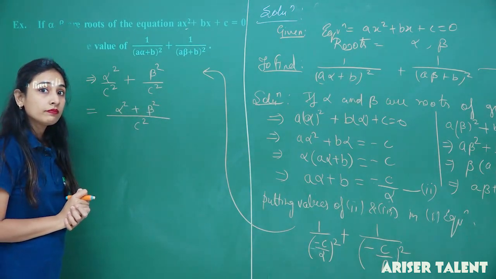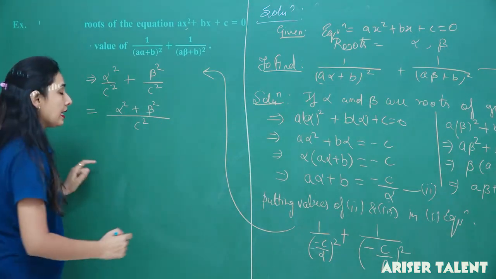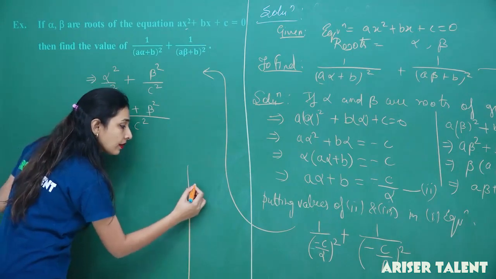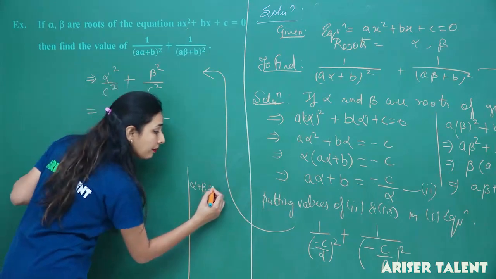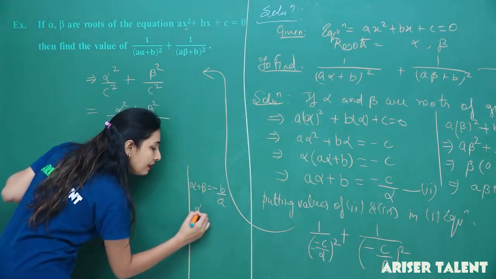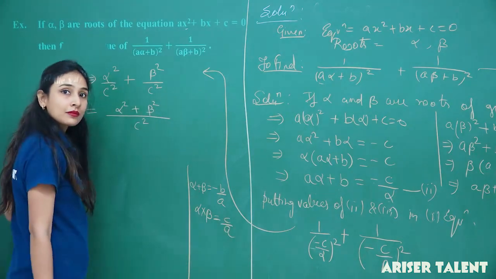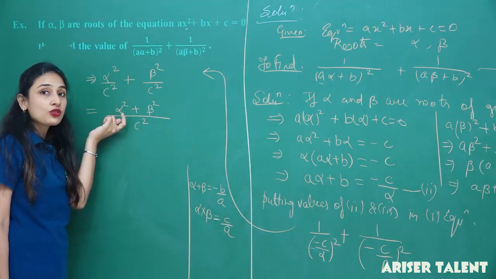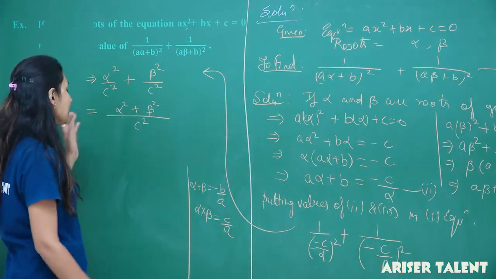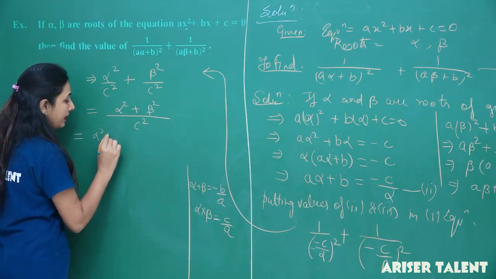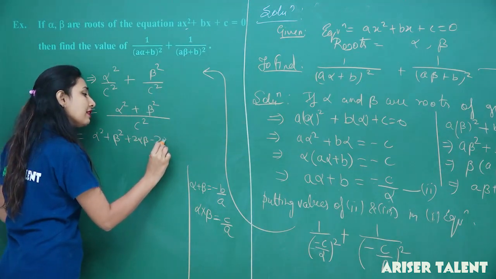Now what? I have some relations, and the relations are: alpha plus beta equals minus b by a, and alpha multiplied by beta equals c by a. So I do not have any alpha square value here, neither beta square value. So what will I do? I will just make a square here. How? Plus 2 alpha beta, and I can do this minus 2 alpha beta.